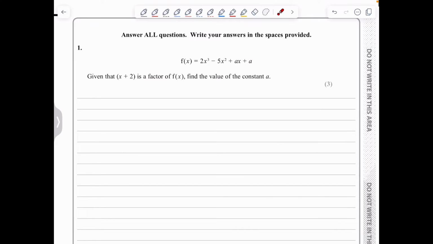In question 1, we've got f of x to be 2x cubed minus 5x squared plus ax plus a, and we are told that x plus 2 is a factor of f of x, and we need to find the value of the constant a.